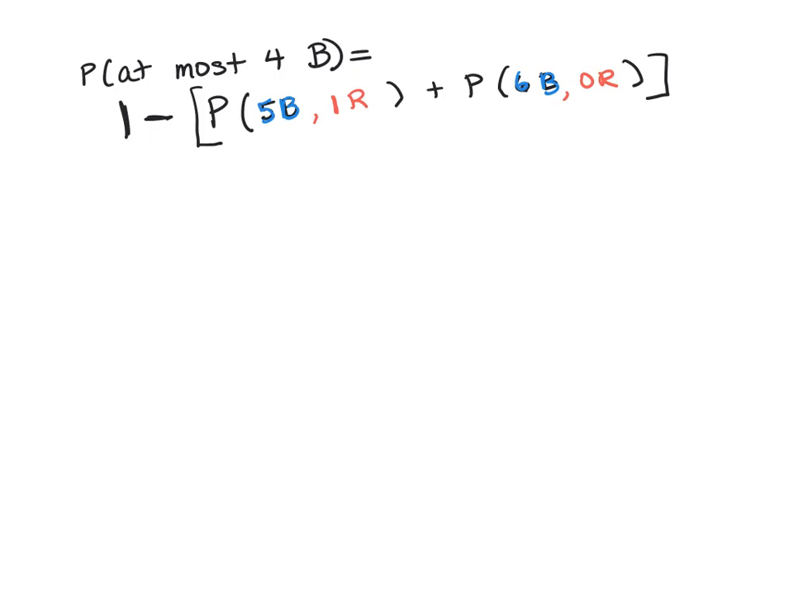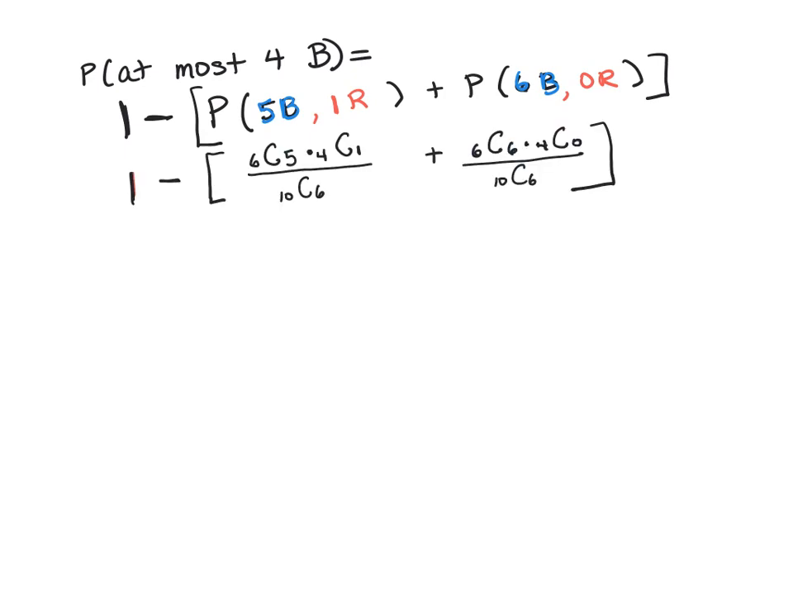So let's use combinations again. To pick 5 blue out of the 6 would be 6C5. And to pick 6 blue out of the 6 would be 6C6, and note that's 1. Just pick them all. Now, here we have 1 red, so the number of ways to select 1 red from 4 would be 4C1. And the number of ways to select no reds from 4 would be 4C0, which again is 1. Don't select a red. Each of these would be divided by 10C6 because we are picking 6 marbles from the 10. Now let's work these out.